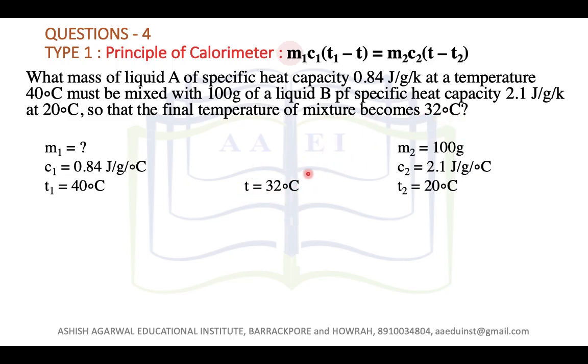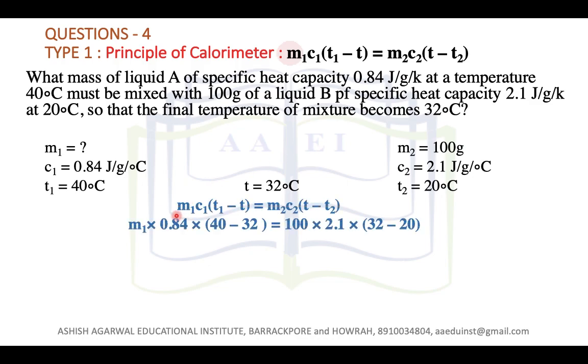Having noted down the parameters, equation, substitution. Since M1 is unknown, we have kept M1 as such. C1 is 0.84, substituted. T1 40, T2 32. So it is 40 minus 32. Moving to the right hand side, M2 C2 is 100 and 2.1, mere substitution. T minus T2 will be 32 minus 20. Calculation, 40 minus 32 will give you 8, and 32 minus 20 will give you 12.